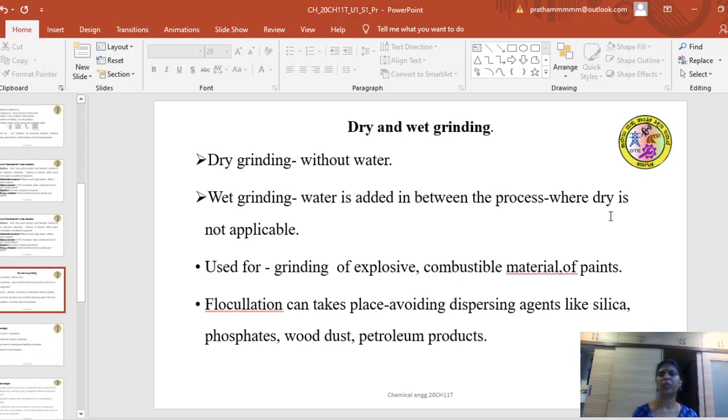There are two types of grinding process, wet grinding and dry grinding, in size reduction. This also comes under the size reduction process itself. Dry grinding, as the name indicates, means we are not using water during the size reduction process. The material is ground without the addition of water, and that is dry grinding. In wet grinding, water is added in between the process where dry grinding is not applicable.